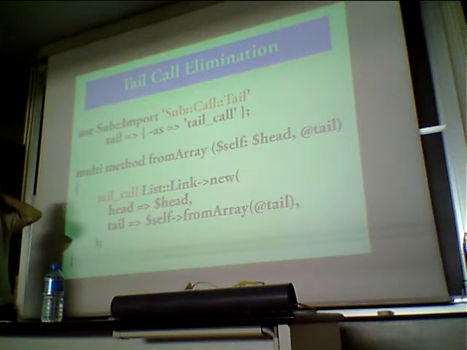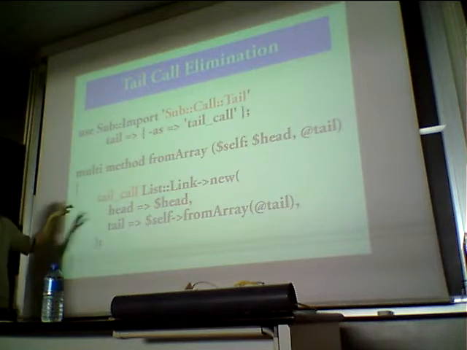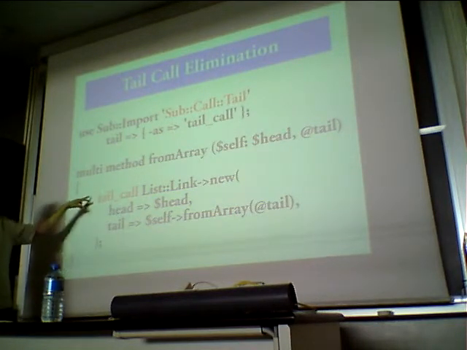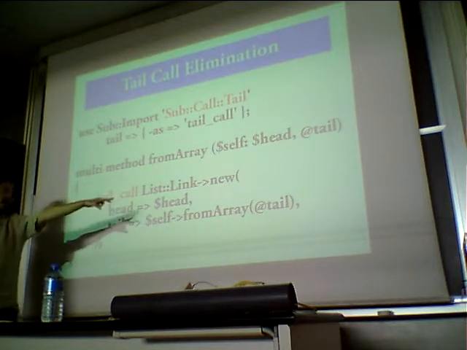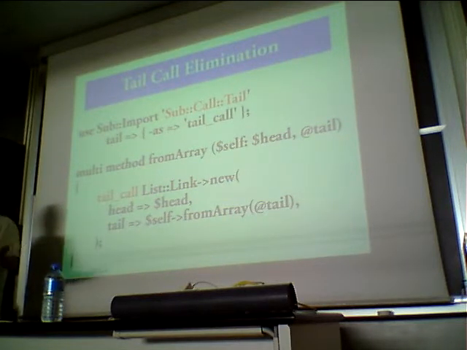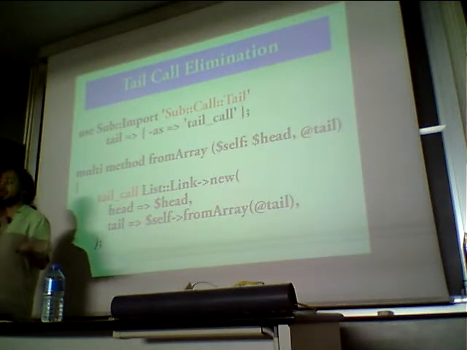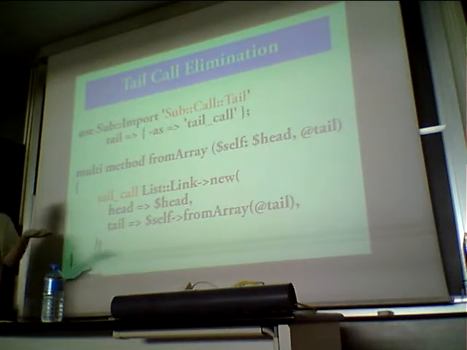Now, how this works, Sub::Call::Tail has a function called tail, which will basically, instead of calling return, you do tail and then the method, and everything works great. Now the one problem, of course, is I've declared an accessor called tail for this linked list. And so things get very confused, and you have great fun debugging it.